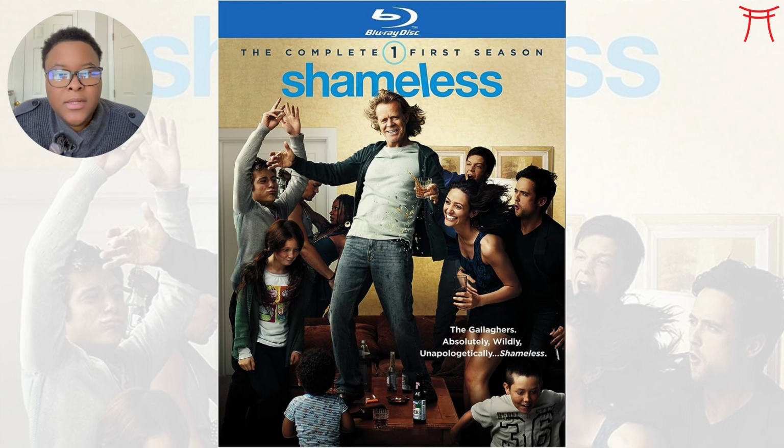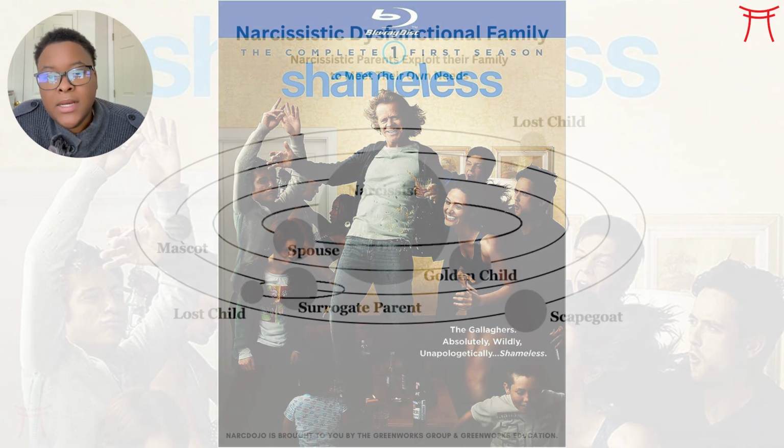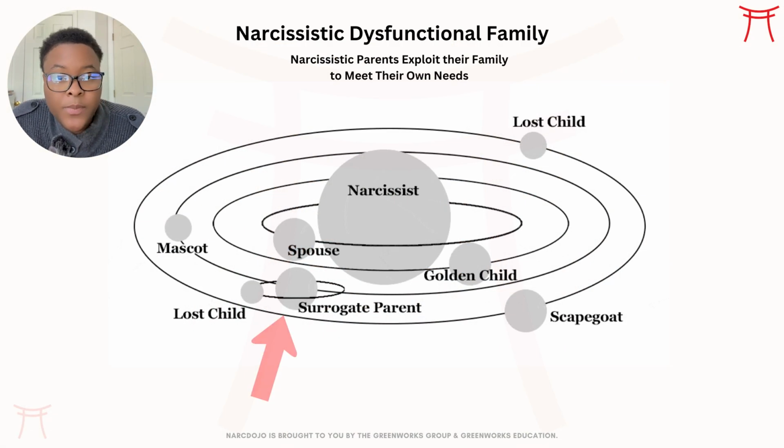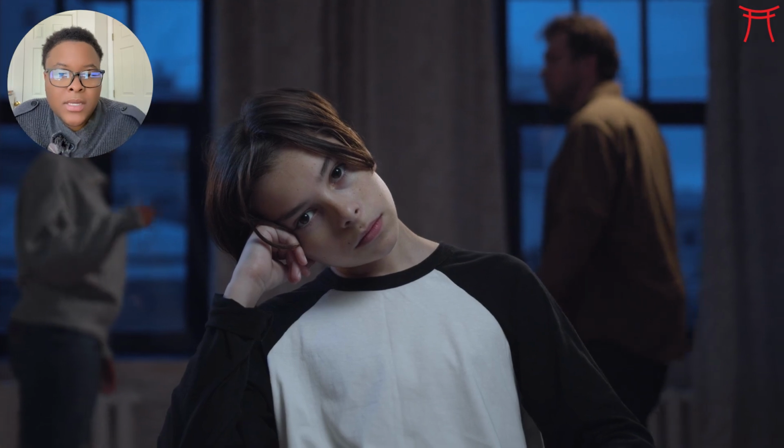The narcissistic parent may neglect their responsibilities as a caregiver, leaving the surrogate parent to step in and take care of younger siblings. This can include providing basic care, such as feeding, bathing, or helping with homework, as well as offering emotional support when other siblings are distressed. The surrogate parent takes on adult responsibilities prematurely, missing out on their own childhood in the process.